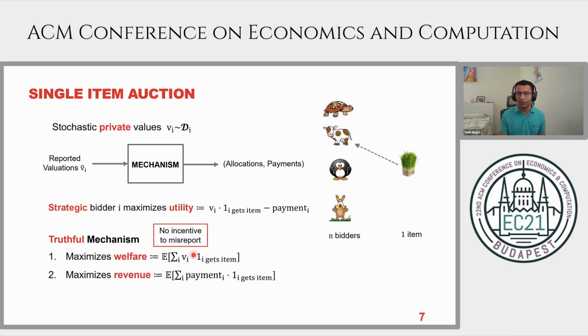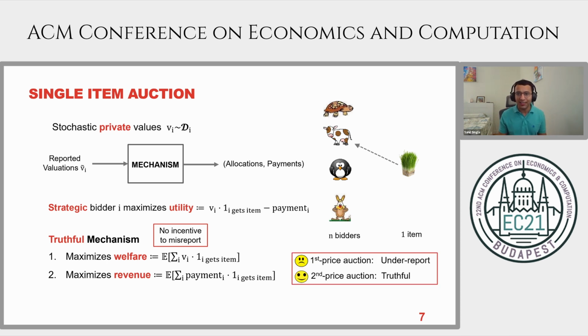Welfare means that whoever gets the item, their value is maximized, like that person is the highest bidder. And the other question is about revenue maximization, maybe how much money you're earning from this auction that you want to maximize. In case this is getting too abstract, here are some simple examples. You might have heard of the first price auction and the second price auction.